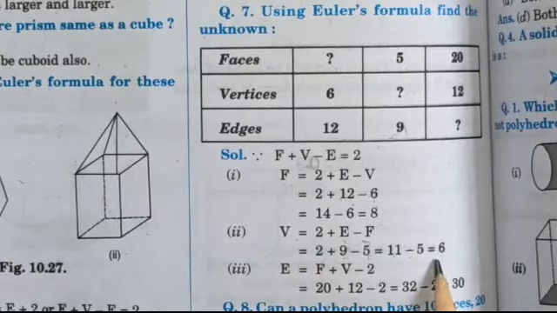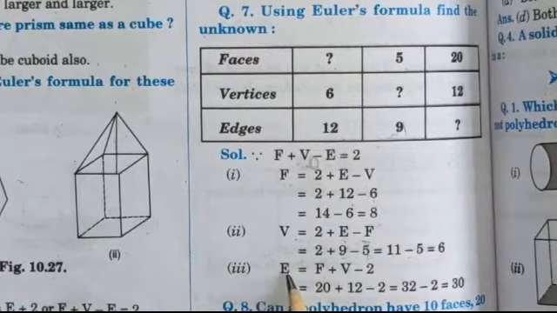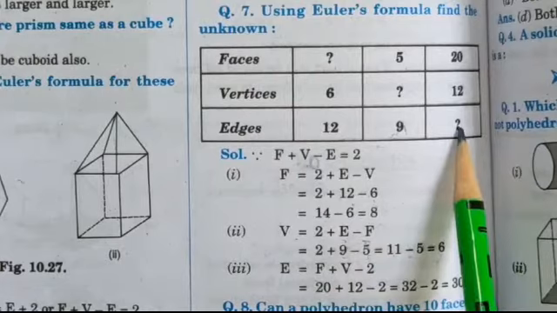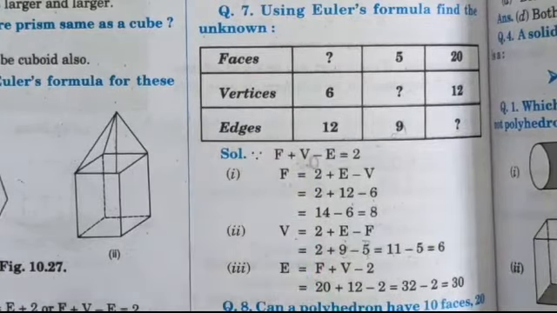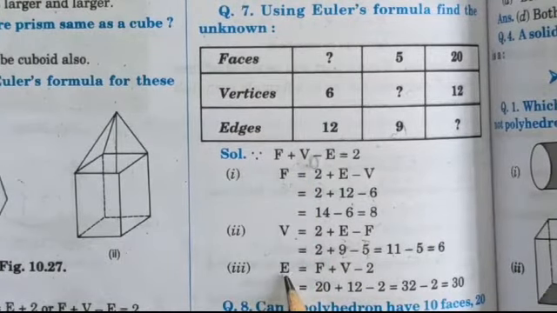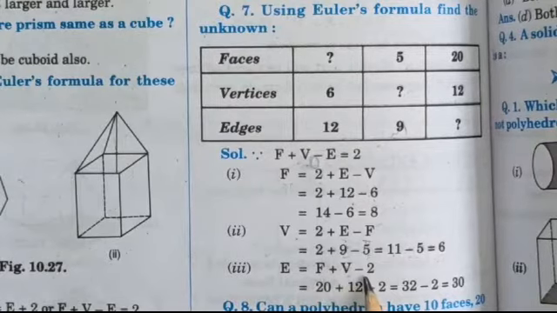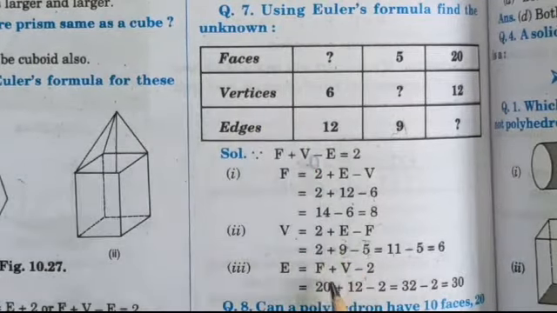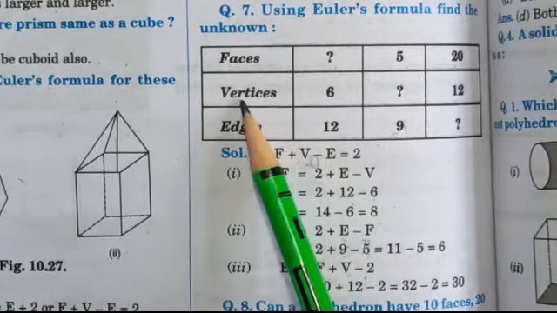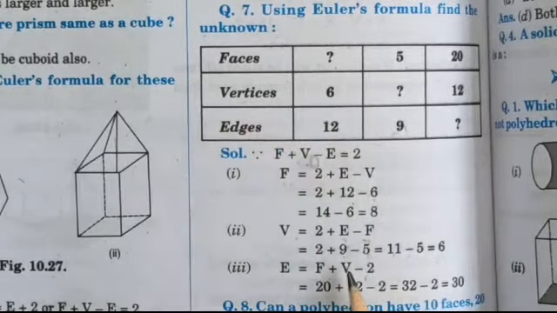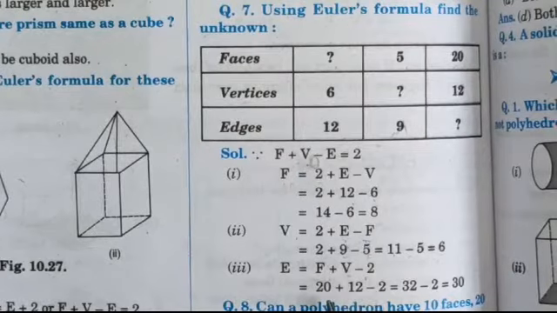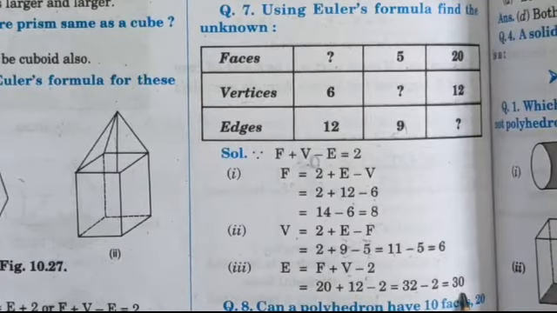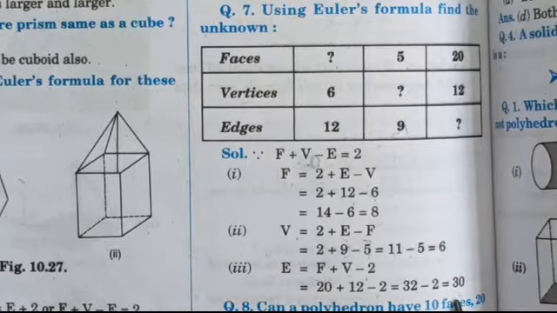Now for this Roman number 3, we have to find E, that means the edges. So E is equal to F plus V minus 2. This is from Euler's formula. Then F is the number of faces, that is 20, and V is 12, so 20 plus 12 minus 2. 20 plus 12 is 32. If we subtract 2, then we get 30, so the number of edges will be 30 here. This question number 7 is over. Next is question number 8.